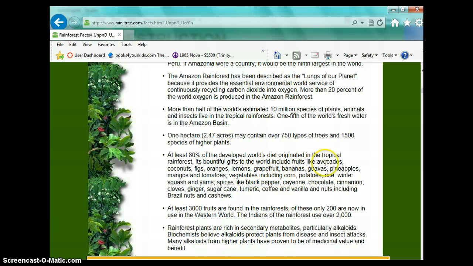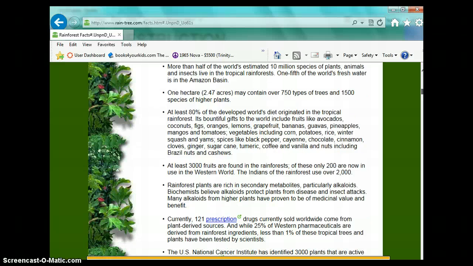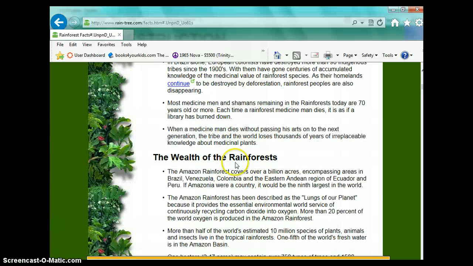Fruits, here's an example of some foods that are derived from the rainforest, including coffee. 3,000 fruits are found in the rainforest. So this fact here is one: medicine, diversity, food, and oxygen we breathe.